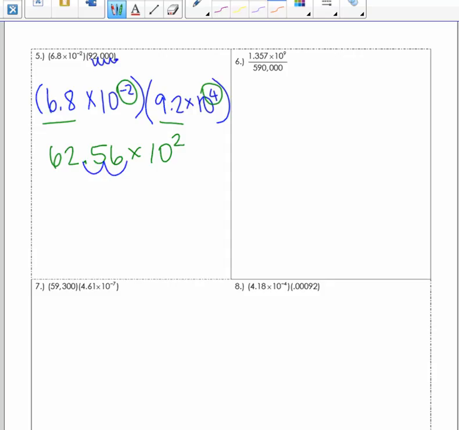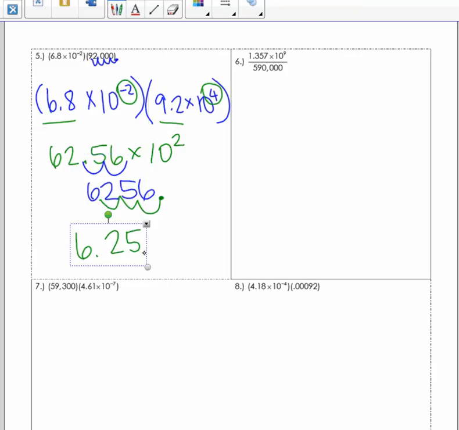We would bring the two places to the right and get 6,256. So if we convert that back, your decimal place is now here. You move 1, 2, 3, and you're looking at 6.256 times 10 to the third. And that is your final answer.